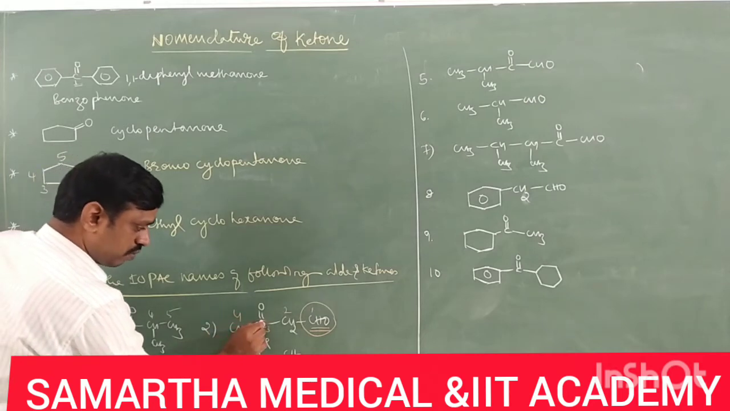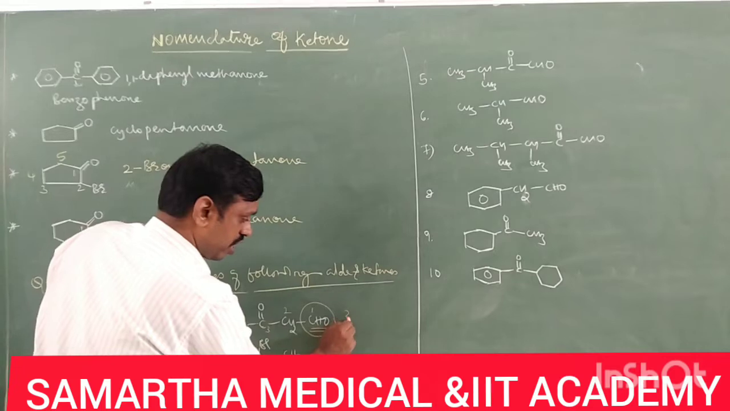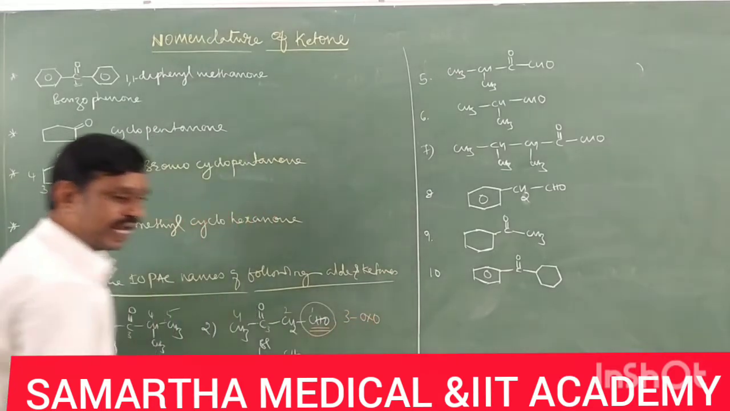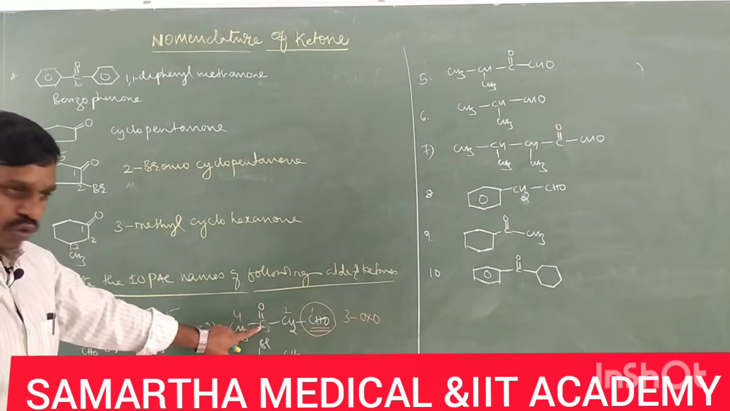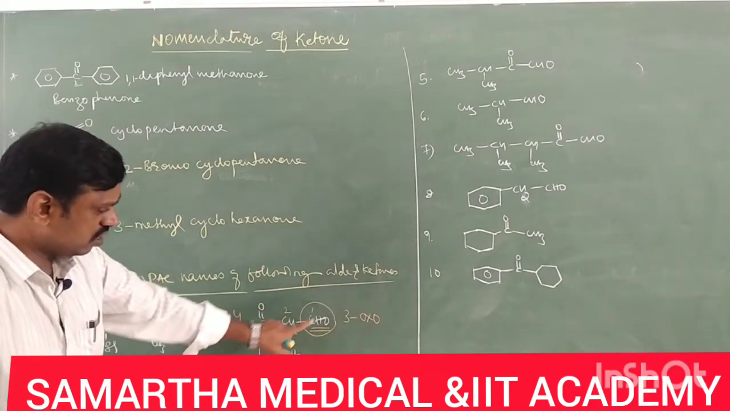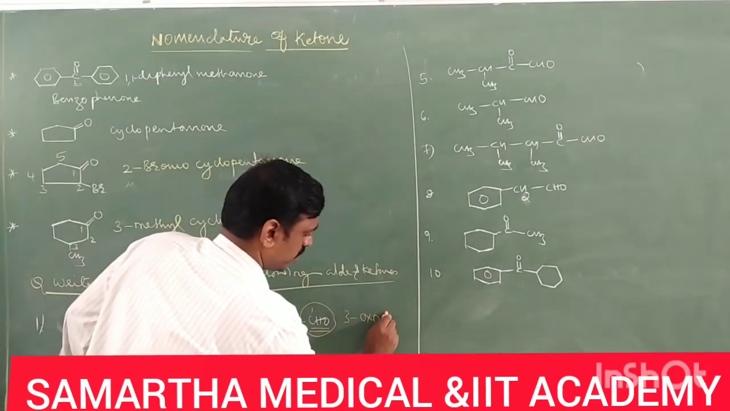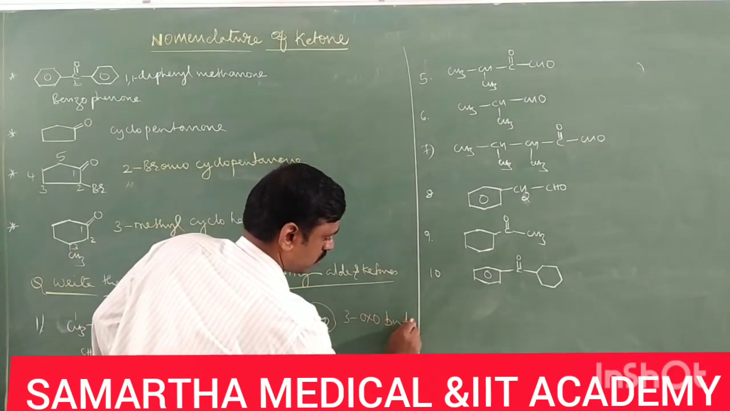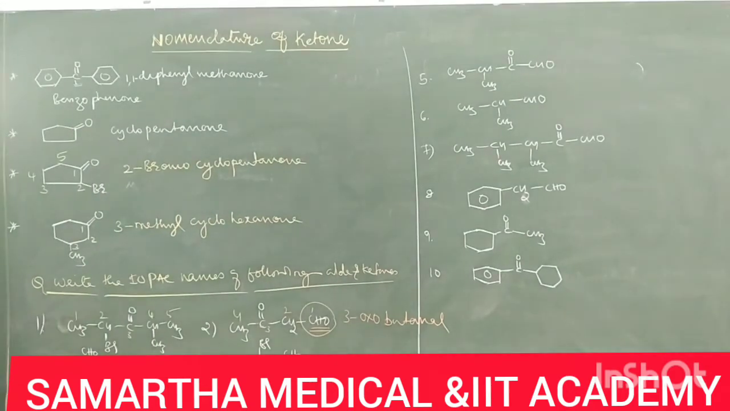Then this keto now becomes a substituent. When it is a substituent, we should write 3-oxo. When keto becomes a substituent, you should write oxo. 3-oxo. Then other things are same. 1, 2, 3, 4. It is 4, which means butanol. 3-oxo butanol. So like that you can write all the remaining examples.